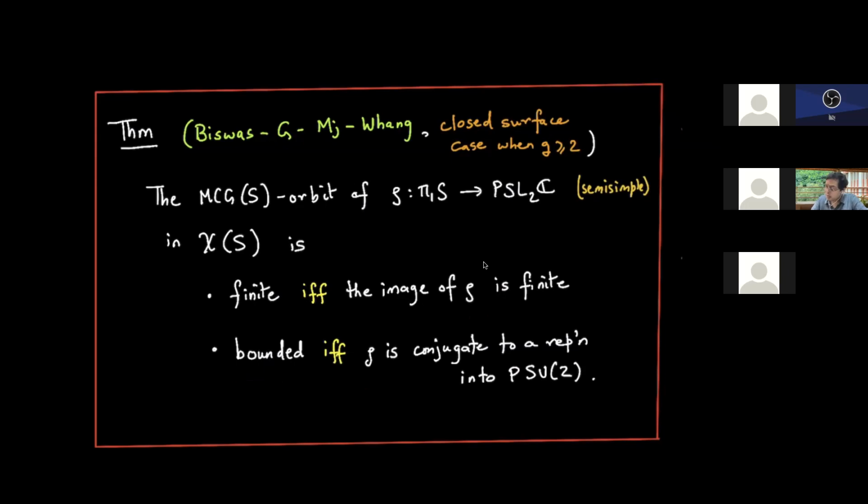In both of these if-and-only-ifs, one direction is easy. If the image of rho is already finite to begin with, there are only finitely many matrices that show up in the image. Then when you precompose with an automorphism of the fundamental group, you won't change the fact that the image is finite, and so there are only finitely many permutations of those matrices possible. And SU2, or PSU2, is compact, so things would remain inside that bounded subset if you act by the mapping class group. So one direction in these is easy. It's the other direction that's hard.